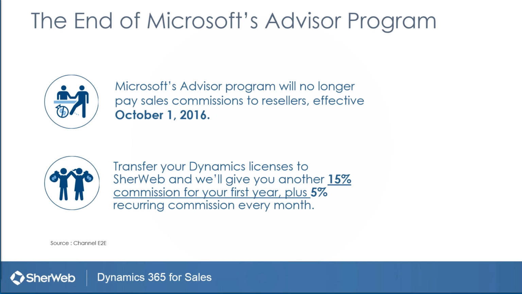And I would like to share something with you. You might have missed it, but the advisor program of Microsoft is ending. It ended on October 1st. What it means is you are not getting incentive anymore on this program. So if you transfer your license with SherWeb, you will get a 15% commission for the first year, and then you will get a 5% recurring commission every month. So don't miss these things. If you are an advisor, review your program and speak with your account manager.